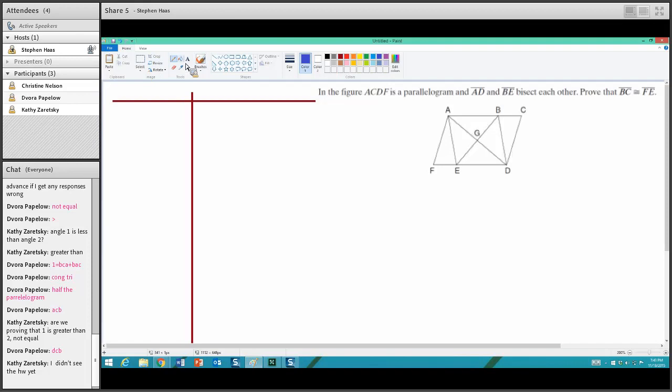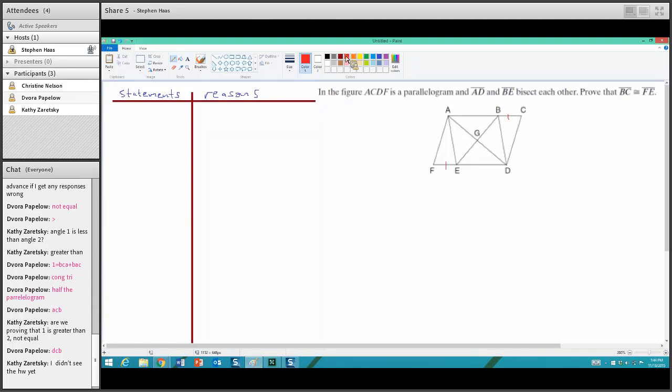All right, there we go. And let's start again with statements and reasons. Here's a pretty complicated figure here. ACDF, the big shape, is a parallelogram. And AD and BE bisect each other. Prove that BC is congruent to FE. So let's put in red what we need to prove. We need to prove this is congruent to that.